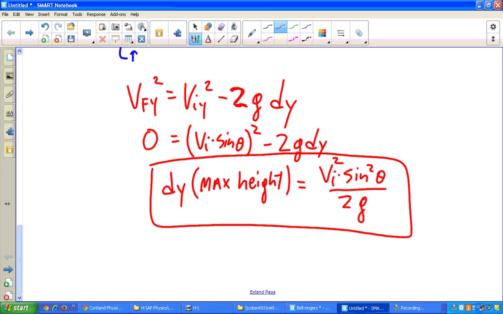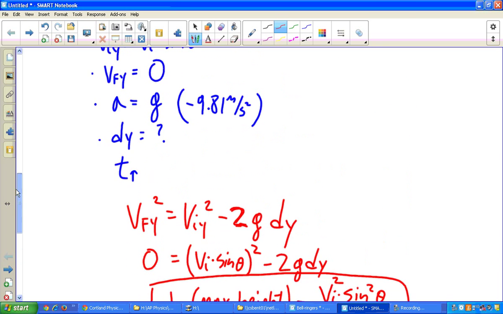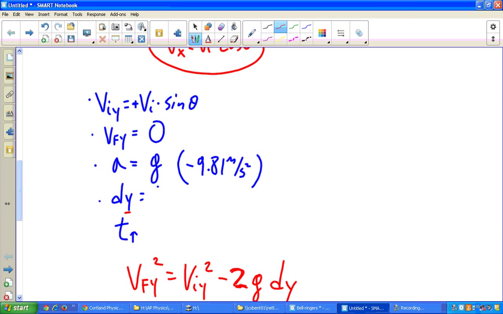And there's an expression for the max height as a function of the initial velocity and the angle. So that's going to be pretty useful for finding the max height of any projectile. Now I want to find the time it takes to go up. So I want to find time up.